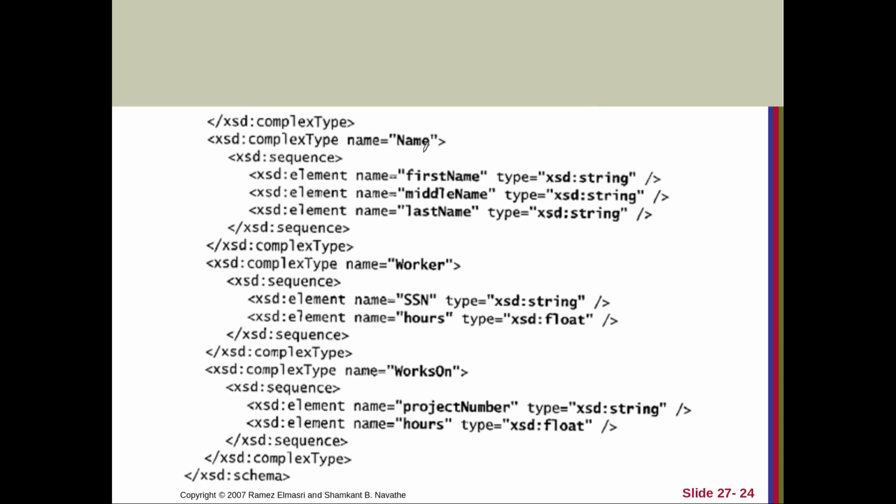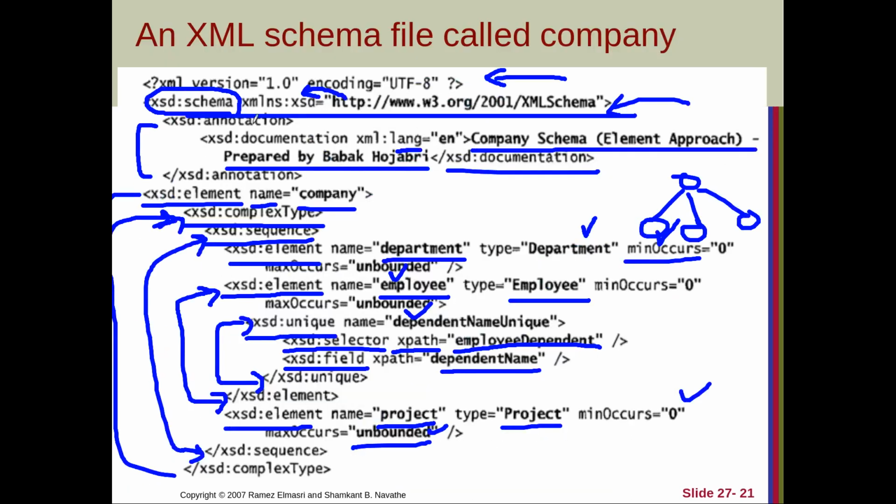XSD complex type name equal to name, which is a sequence of first name string, middle name string, last name string. Then complex type worker is defined here, worker with a sequence of SSN string, hours float. Then the work zone relationship is specified here, a sequence of project number string and hours with a float value. Then finally the XSD schema is ended. That was the whole of this XML schema.